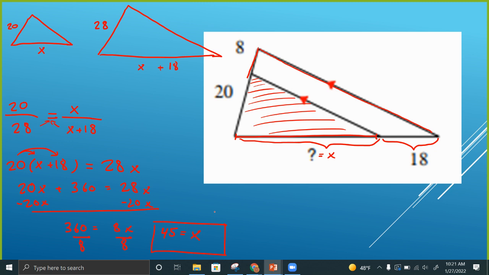So see how this is an alternative to what we did with scale factor. We could use scale factor to solve this problem, but proportions are another useful tool. The scale factor is kind of hidden in the problem, but we're not solving it that way.